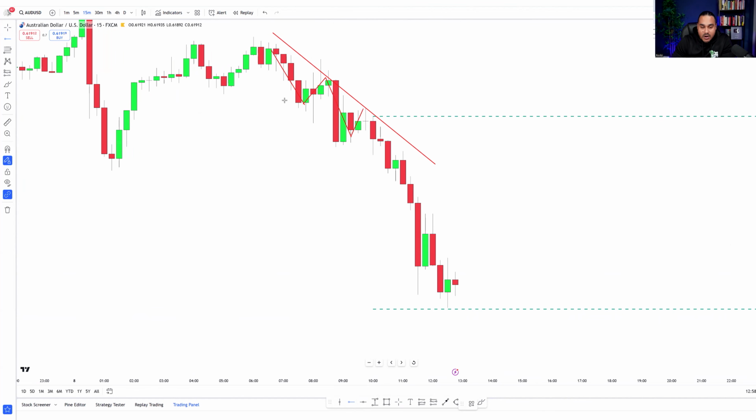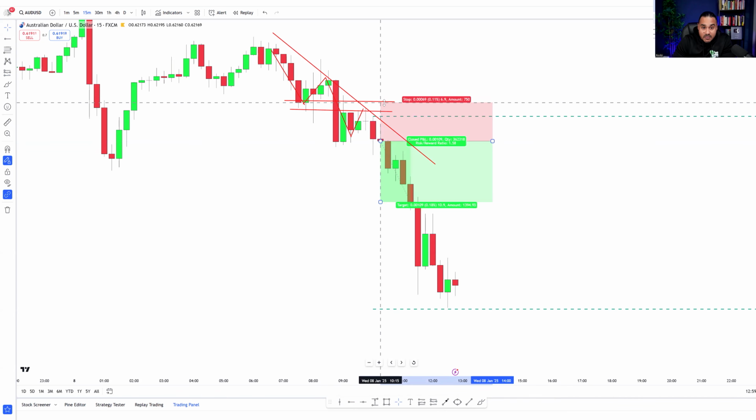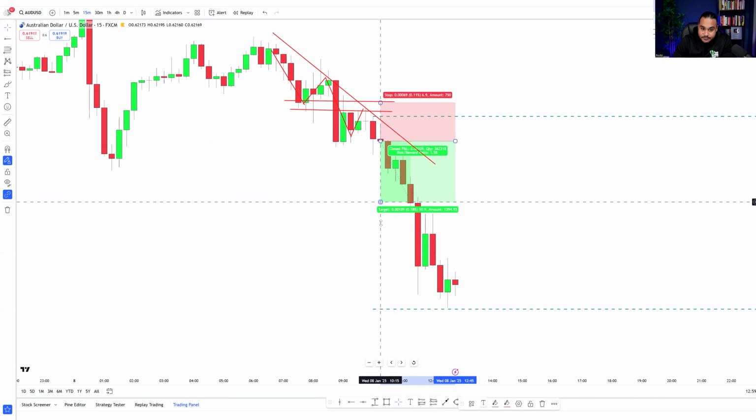Now we can say price is retesting structure. We can look for price to break out of that structure, have a strong bearish close below that structure, whatever it may be. I like breakout trades personally. So we have this trade here.